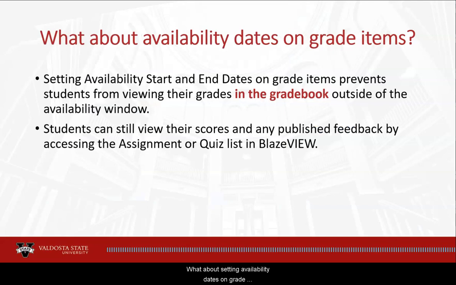What about setting availability dates on grade items in the gradebook? Setting those availability start and end dates on grade items does prevent students from viewing their grades in the gradebook only, outside of that availability window. Students can still view their scores and any published feedback by accessing the individual assignment or quiz items through the assignment and quiz lists in BlazeVIEW. It's easier to just hide the grade items that you're wishing to remove from student view. But students can still find their grades on assignments that you have graded and submitted and published feedback for.